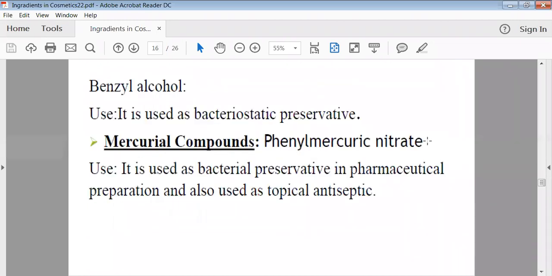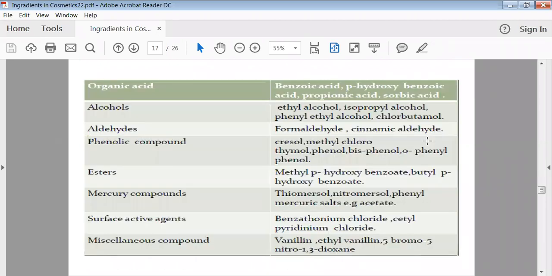Then mercuric compounds are there, that is phenyl mercuric nitrate. It is used as a bacterial preservative in pharmaceutical preparations. Some other examples are alcohols, aldehydes, and phenols.